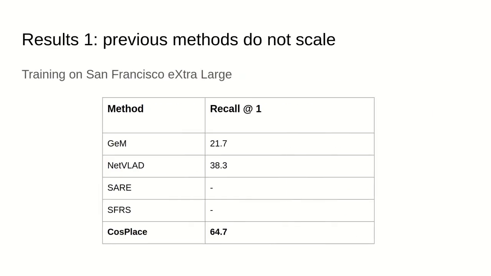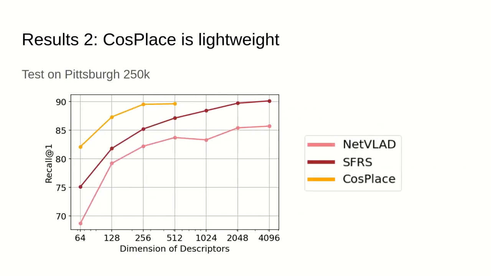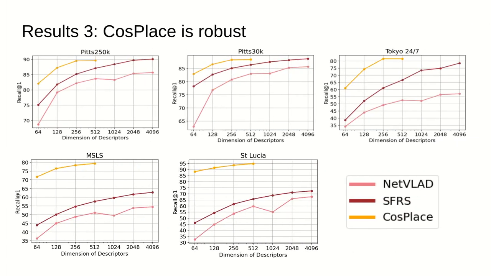And now let's move to the results section. First, we found that for some previous methods, it is unfeasible to train on large-scale datasets. Others reach low results, while CosPlace can scale efficiently and reaches very promising results. Second, we showed that CosPlace is lightweight. Here the dimension of descriptors is on the x-axis in logarithmic scale, and the recall on the y-axis. Third, we found that CosPlace is very robust. We are able to vastly outperform the previous state-of-the-art when we move to very different datasets.